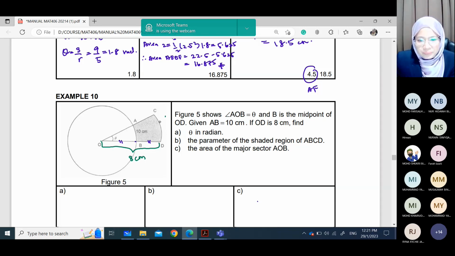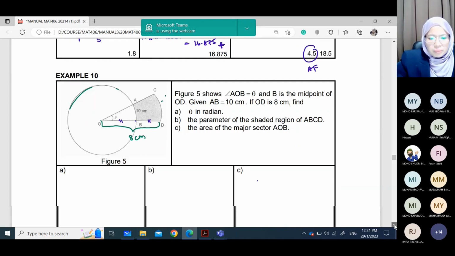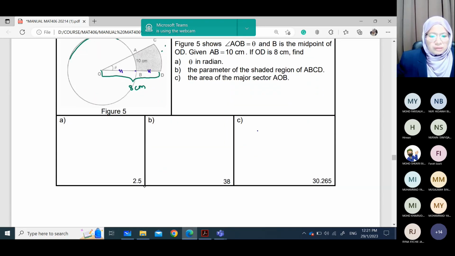So dia beri S kat sini. Okay, so cari ni S kat sini. AC, yang ini dah tahu dah, 10 cm. And BD, itu adalah perimeter bagi shaded region. And the last one, find the area of the major sector AOB. AOB yang major. So yang major yang inilah yang kat luar ni. Gitu. Okay, boleh? Cuba buat example 10. So kalau ada problem boleh tanya. Macam mana tak dapat jawapan ni, boleh tanya saya lah. So ini jawapan-jawapan dia.